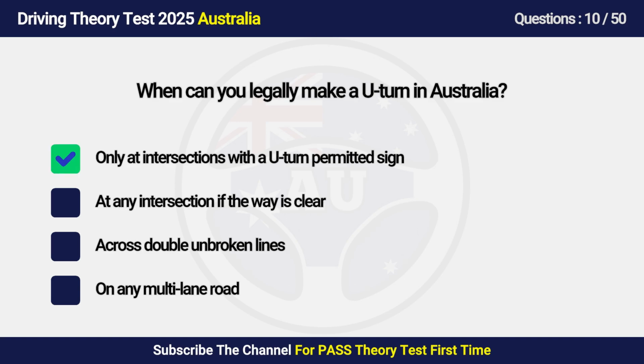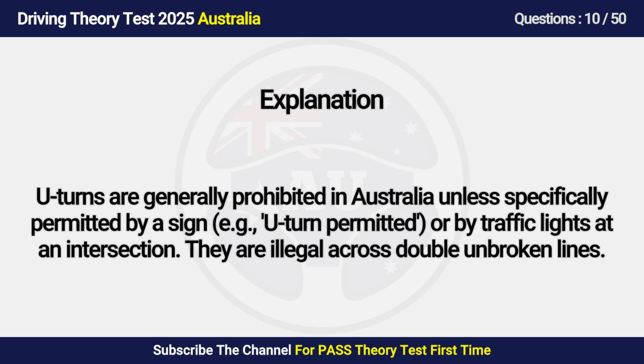Answer is A. Only at intersections with a U-turn permitted sign. U-turns are generally prohibited in Australia unless specifically permitted by a sign, e.g., U-turn permitted, or by traffic lights at an intersection. They are illegal across double unbroken lines.